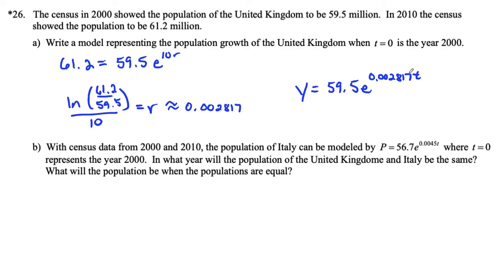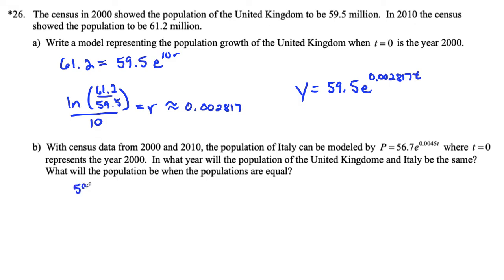Now, a couple things to notice about these population growth models. The UK starts with a higher population than Italy does in the year 2000. However, when we compare the growth rates, the UK is growing at a slower rate than Italy. So these two graphs are going to intersect at some point. If I want to know how many years past 2000 their populations will be the same, I'm just going to set these equations equal to each other.